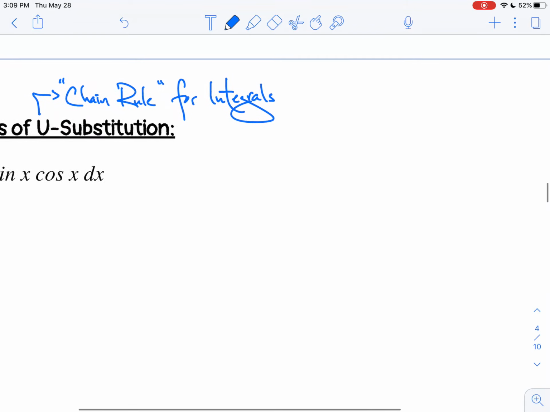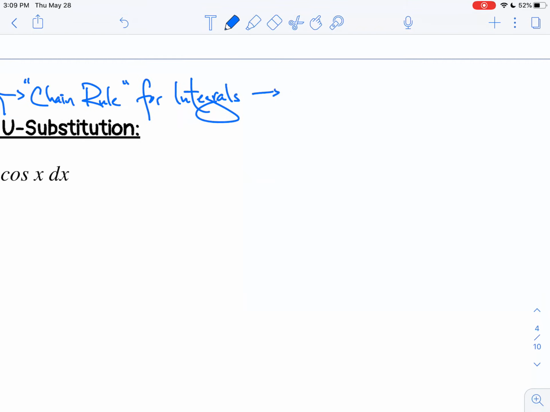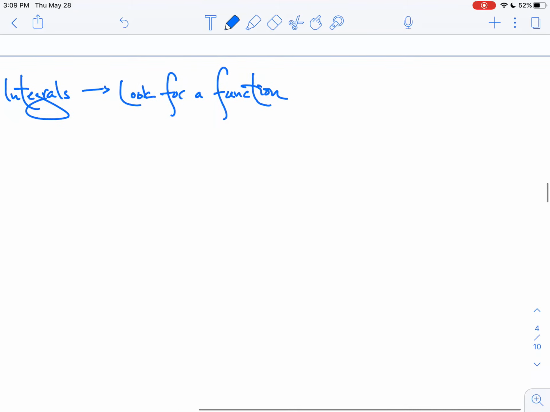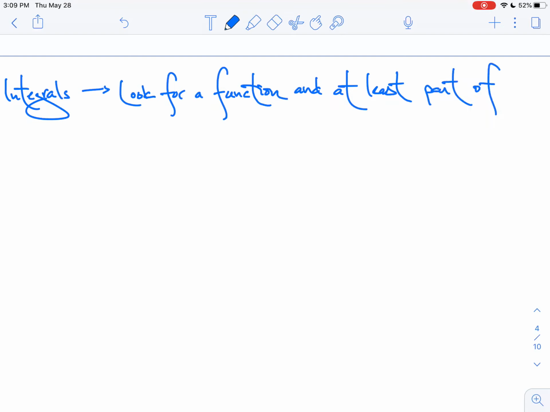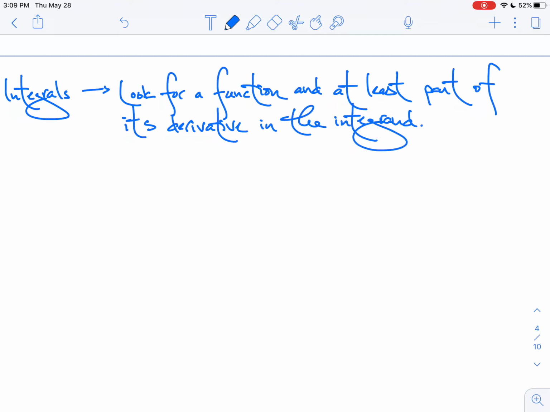And one of the things that we're really going to focus on looking for is a function and at least part of its derivative. So we want to see these parts in the thing we're integrating, or we call that the integrand. Okay, so we're looking for a function and at least part of its derivative in the integrand.